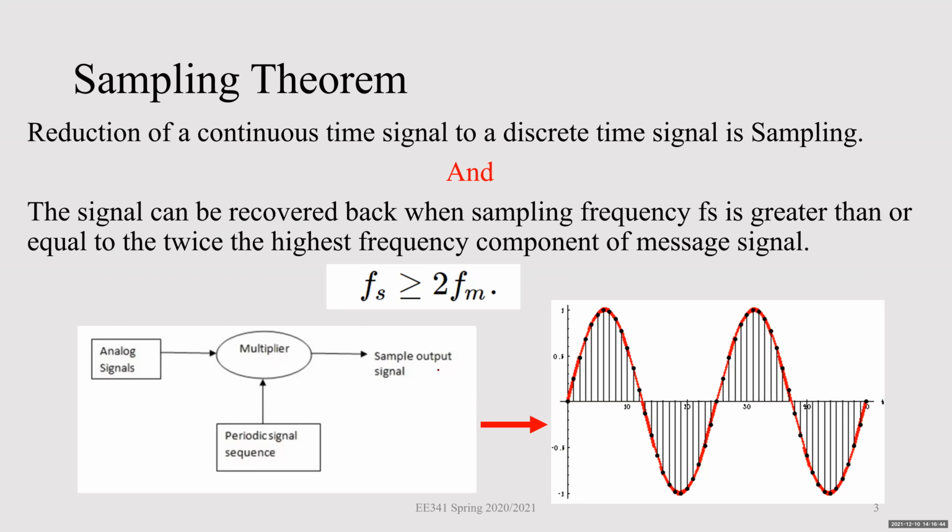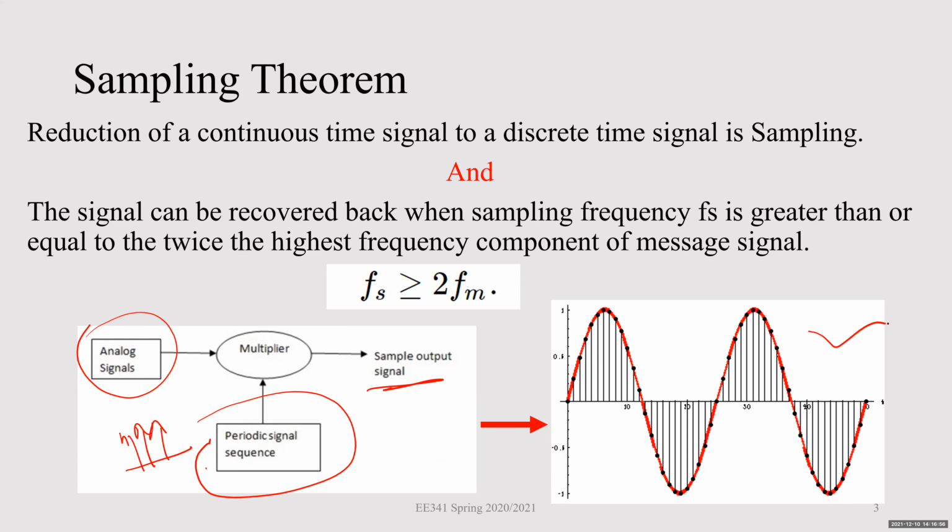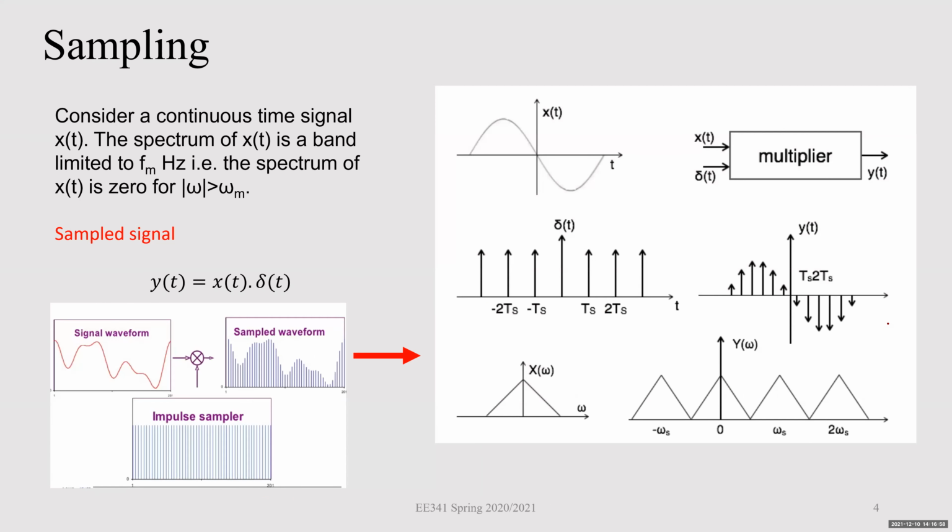Okay, so for the sampling, what you have to do is, for example, you have an analog signal, you will multiply it with an impulse train. The impulse train is like this, then you will get the sampled signal here. So x of t is this signal, the impulse train delta of t is this, and multiplying these two will give me the sampled waveform.